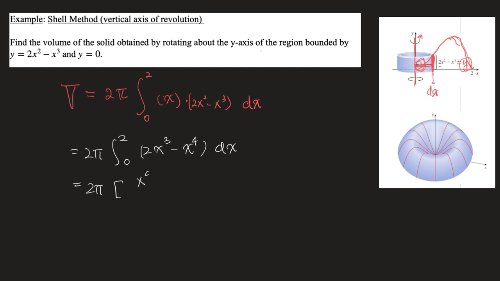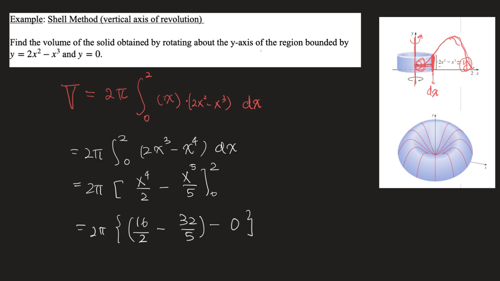That's going to be x fourth over 2 minus x fifth power over 5, from 0 to 2, times 2 pi. Plugging in 2: 2 to the fourth is 16 over 2, minus 2 to the fifth is 32 over 5, minus 0. So you're going to do here 16 divided by 2 is 8, minus 32 over 5.